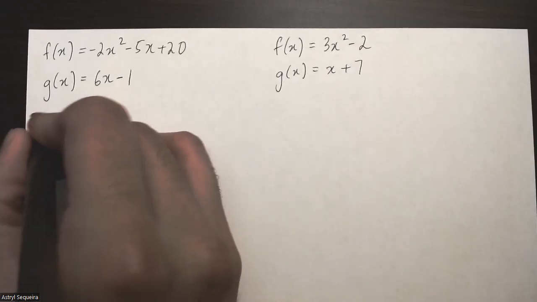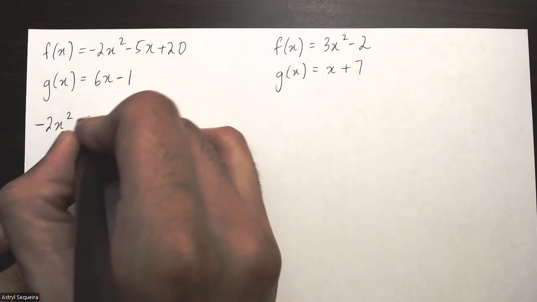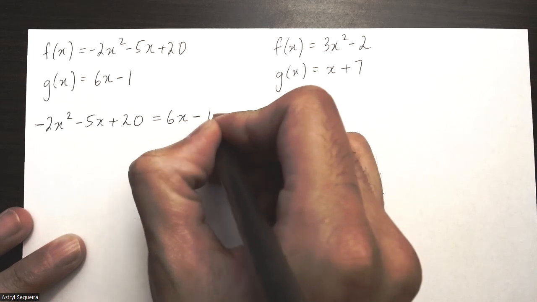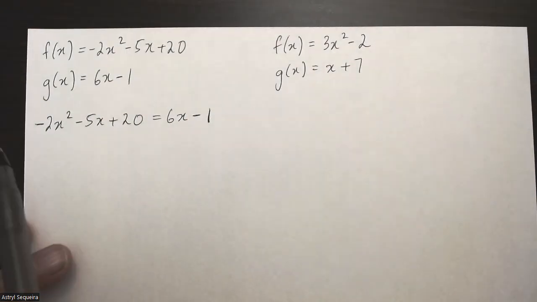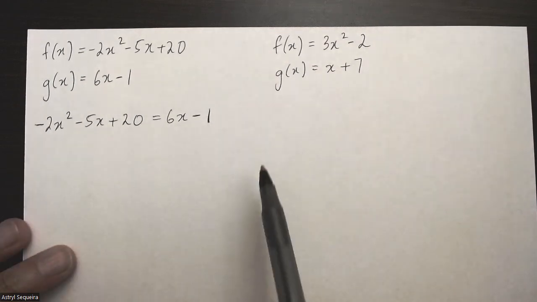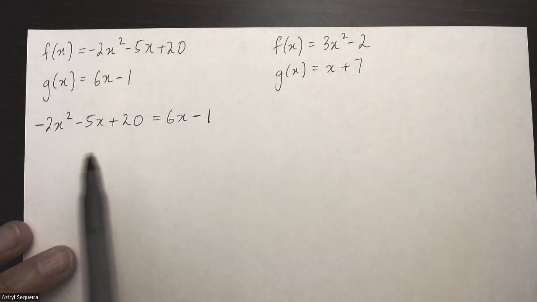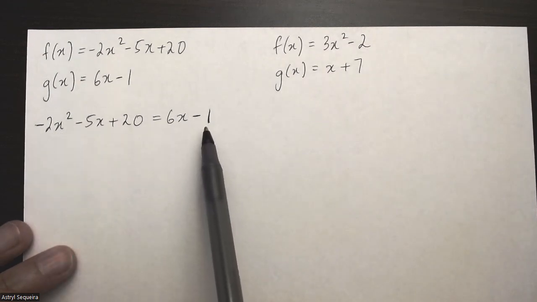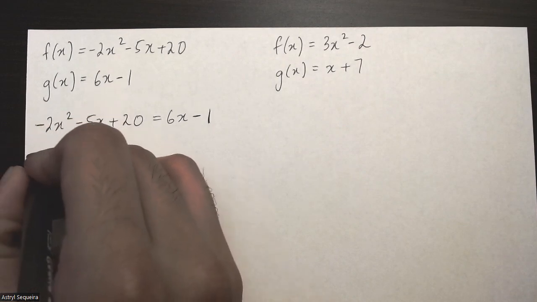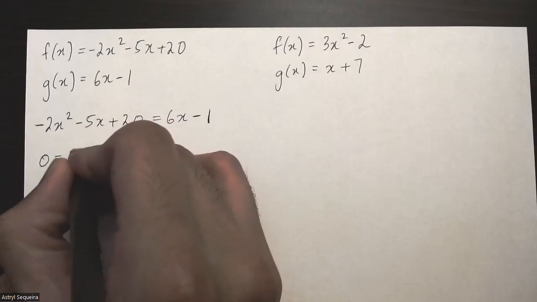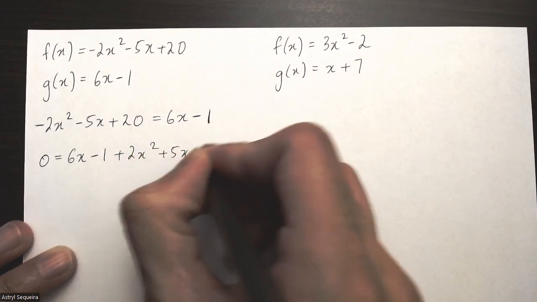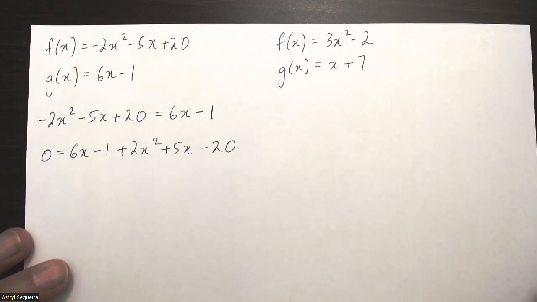The first thing you want to do is make the two equations equal to each other, and then we want to solve this equation. This is technically still a quadratic equation. We want to bring all the terms to one side and combine like terms. I'm going to move everything to the right side because I like to make my x squared term positive, since that's easier to factor. So 0 equals 6x minus 1 plus 2x squared plus 5x minus 20.